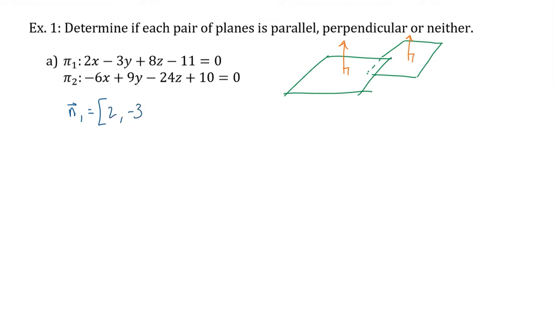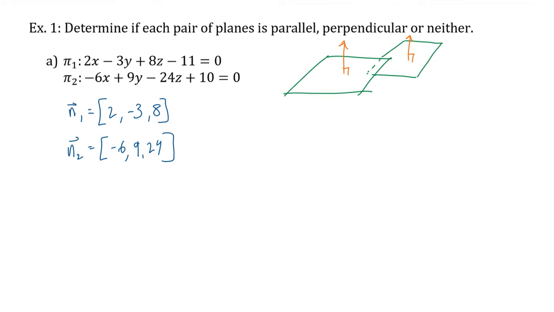So the normal vector of the first plane is 2, -3, 8. The second plane is -6, 9, 24. Okay, and now I have to know how to compare these. How do I determine if 2 vectors, it doesn't matter if they're normals or not, now I just need to decide whether these two vectors are parallel or perpendicular or neither.